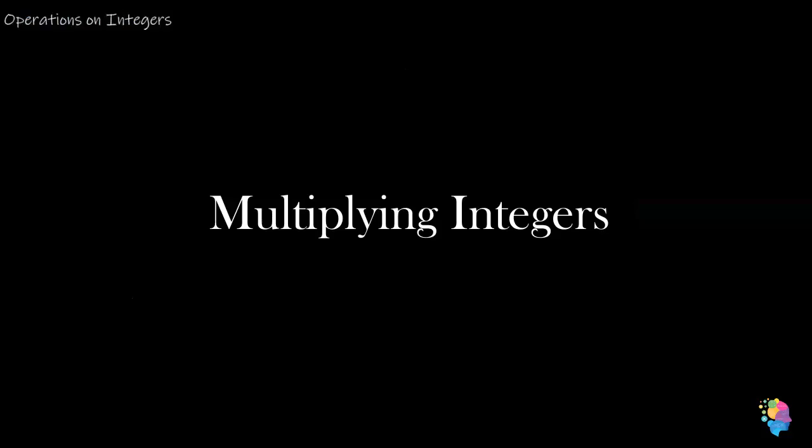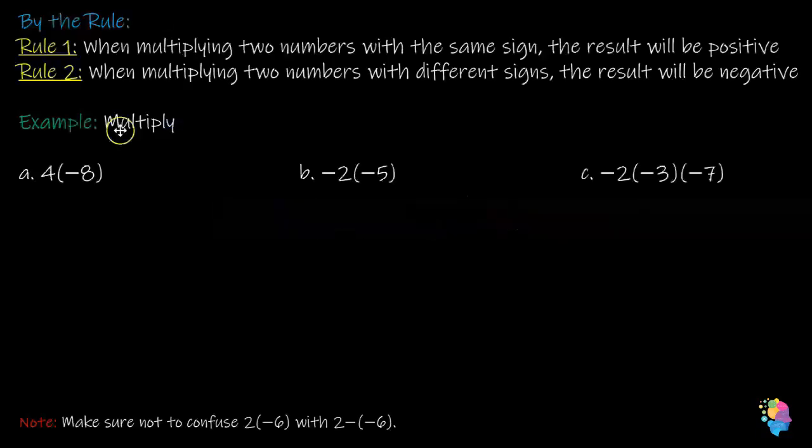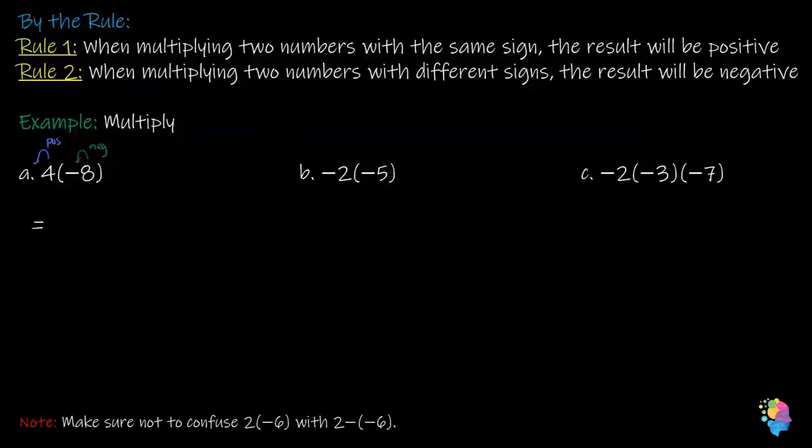Multiplying integers. This is to help us learn the rules of signs for multiplication. So let's multiply. In letter A, we're going to notice that we're multiplying a positive number times a negative number. Because they have different signs, we're going to multiply, and the result will be negative. Well, 4 times 8 is 32, and don't forget to bring the sign. So then 4 times negative 8 is equal to negative 32.